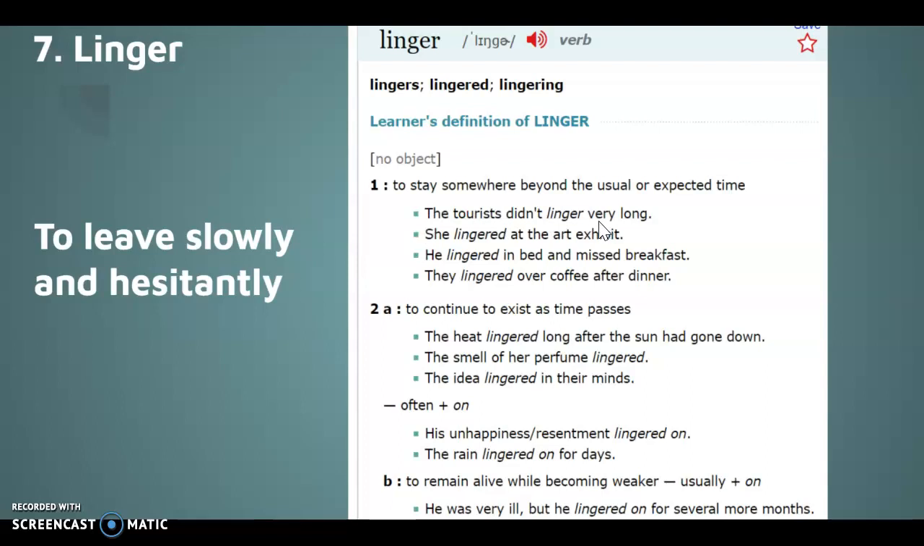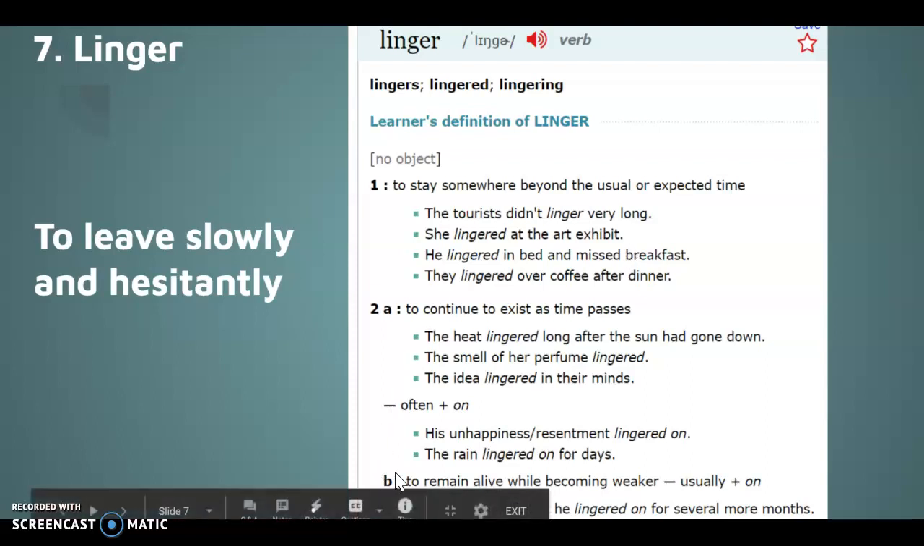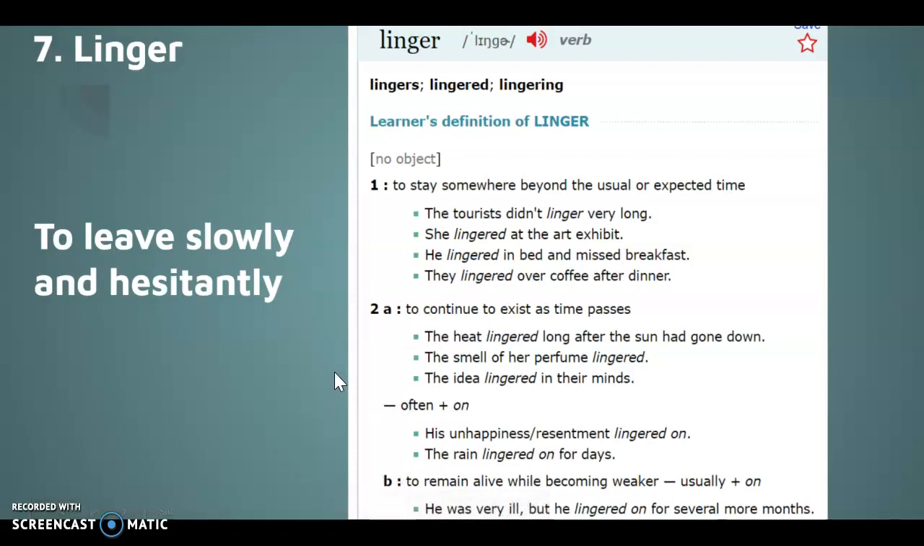If we look at the sample sentences, the tourists didn't linger very long. That means they didn't stay very long in whatever area they were at. Or she lingered at the art exhibit. So she stayed at the art exhibit longer than expected. Oh, and I forgot to jump down at 2b. It says to remain alive while becoming weaker. So the example, he was very ill, but he lingered on for several more months. So he stayed alive beyond what was expected.